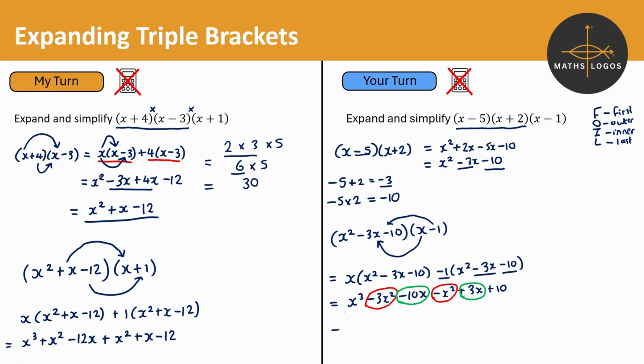So let's tidy up our final answer. This is our simplifying part of the question. So I've got my x cubed. I've got negative 3x squared, take away x squared, so that's negative 4x squared. And I've got negative 10x, add 3x, that takes me to negative 7x. And I need to remember my constant on the end. That is what you should have got for your answer.